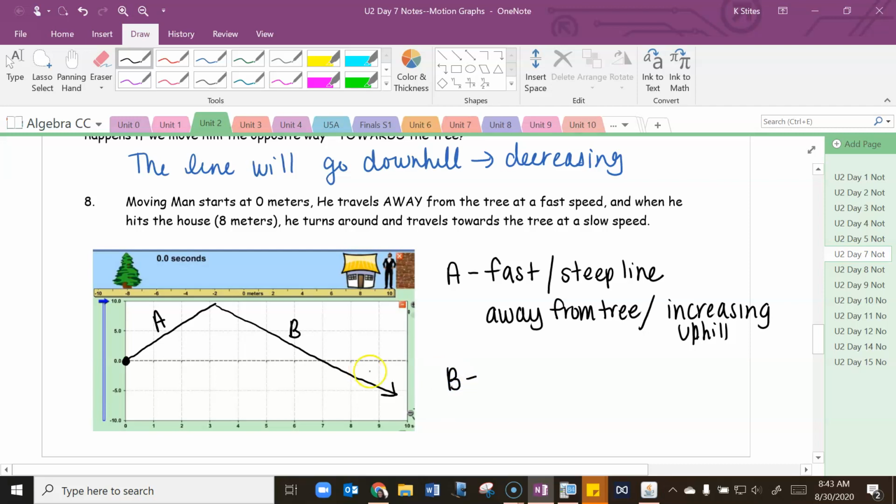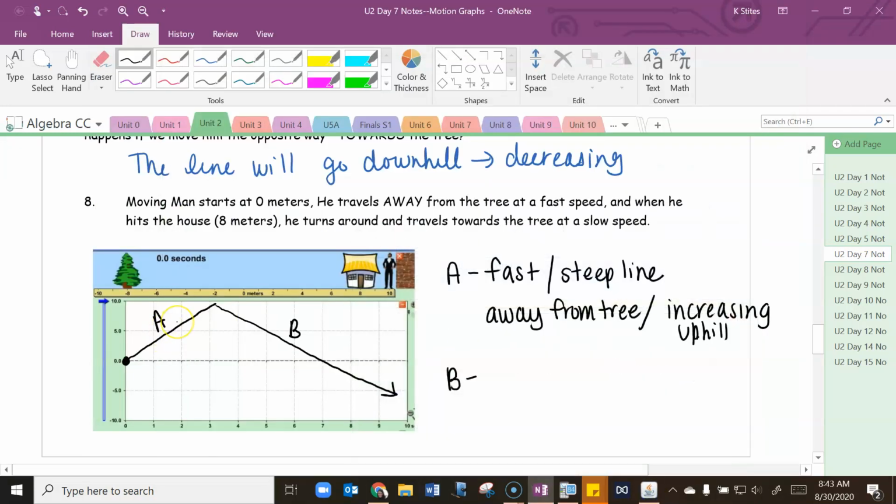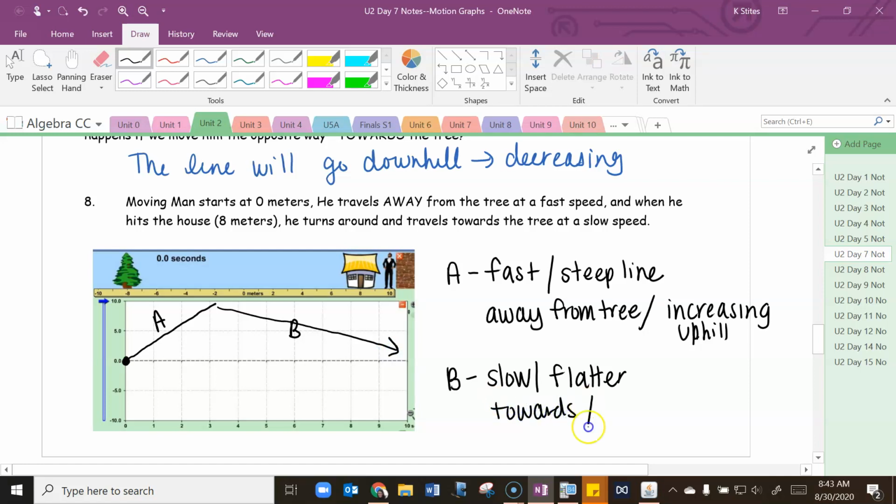Now in segment B, we have a less steep line. My A should maybe be a little steeper, but this should be slow because my line is flatter. So I might make that a little flatter. Maybe like that. And I am moving towards the tree. That means my distance is decreasing, and that's why I have a downhill line.